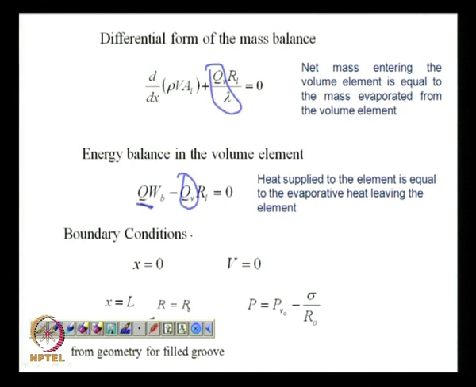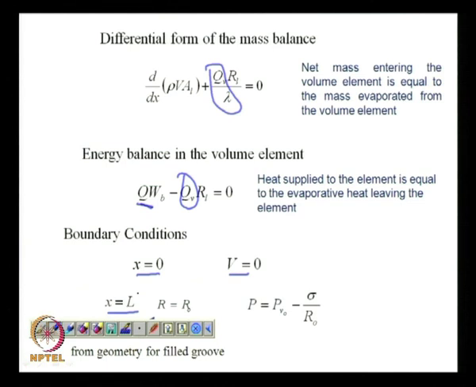The boundary conditions are simple. One is that at the hot end you do not have any flow. When you are at the hot end, you have reached the end of the heat pipe. So, if I call that x equal to 0, at x equal to 0 I do not have any velocity of the liquid, and at the other end at x equal to L, that is at the cold end, I will assume that the liquid has filled the groove in such a way that by geometry I would be able to know the value of the radius of curvature at that point.